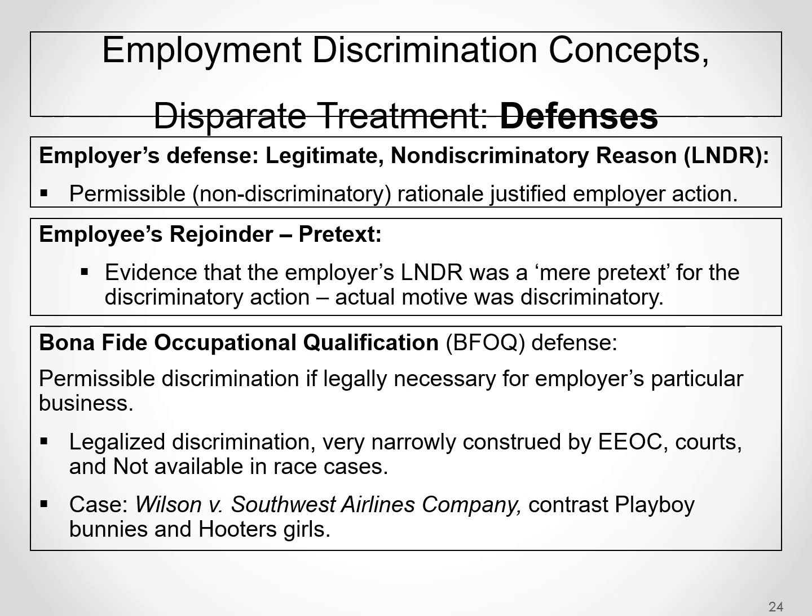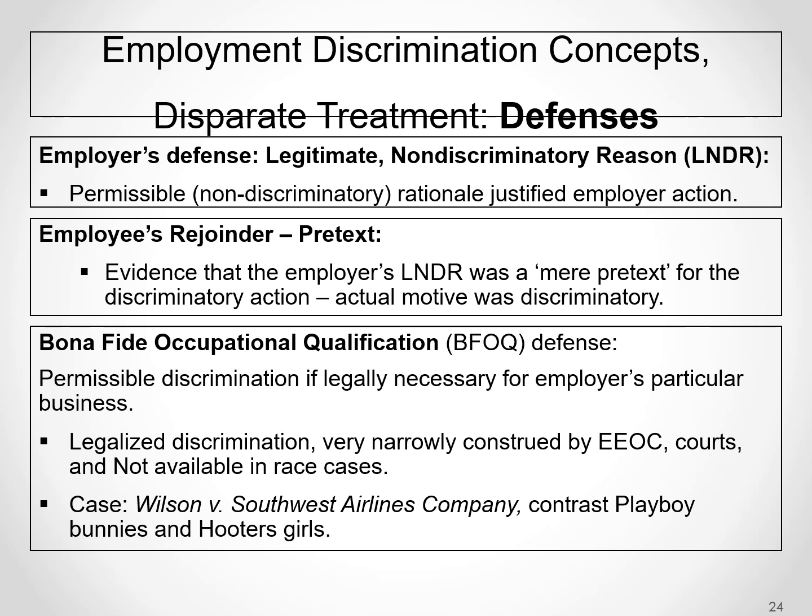So if the employer can show a legitimate non-discriminatory reason for why they did what they did, the analysis doesn't stop there. Think of it like a tennis match. The ball goes back to the employee's court, and they can counter that defense by showing that the legitimate non-discriminatory reason was just a pretext for the discrimination. So they're saying, that was just pretext. That's not the actual motive, because the actual motive was discriminatory.